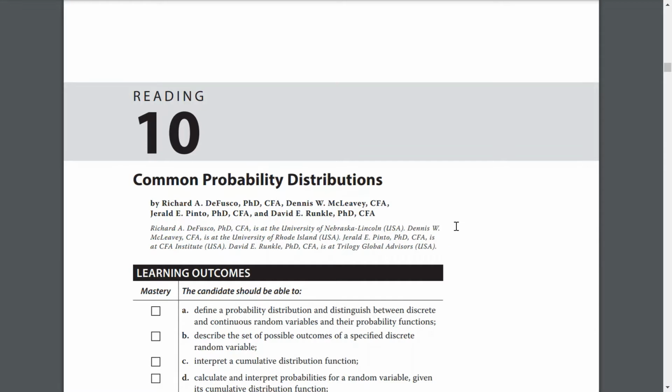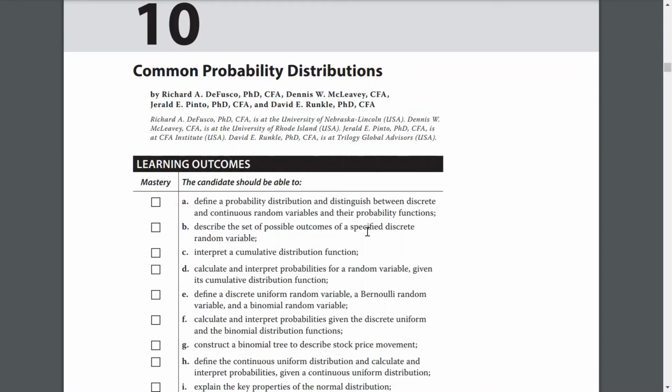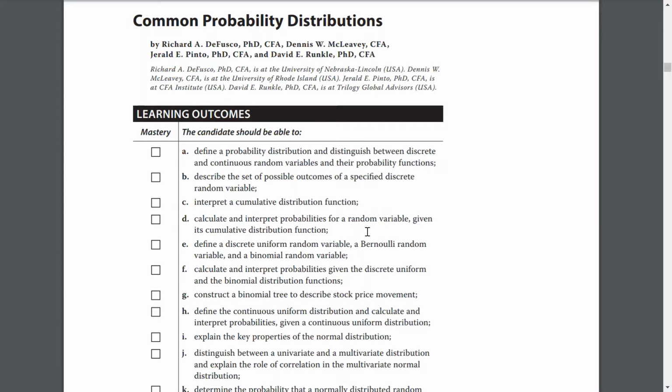Reading 10, common probability distributions, learning outcomes. You have to master: a candidate should be able to define a probability distribution and distinguish between discrete and continuous random variables and their probability functions. Describe the set of possible outcomes of a specific discrete random variable. Interpret a cumulative distribution function. Calculate and interpret probabilities for a random variable given its cumulative distribution function.